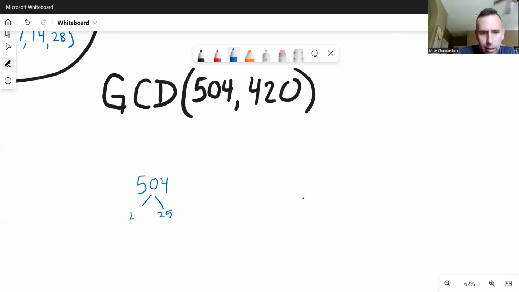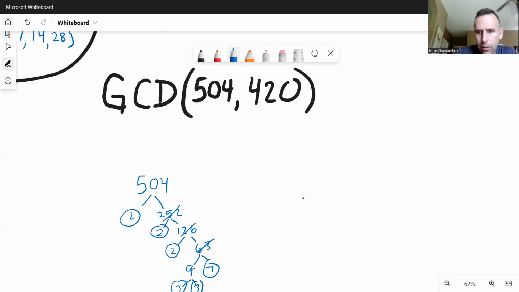Okay, got that. Hey, look, it's still even. I'll divide it by 2 again. It's 126. Okay, it's still even. I'll divide it by 2 again. 63. Now, hopefully, a lot of you are recognizing 63 as 9 times 7. And then 9 becomes 3 times 3. And so I have all my prime factors.